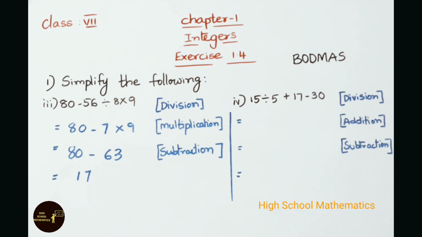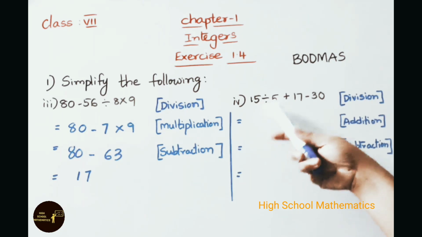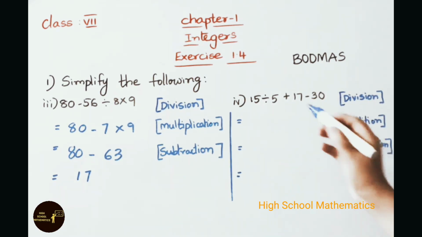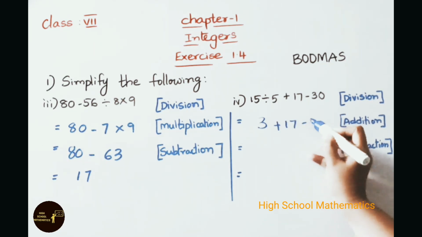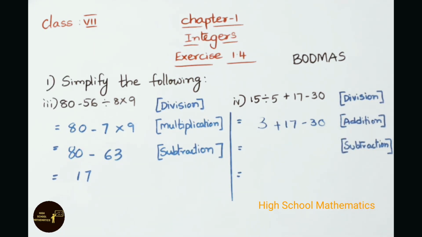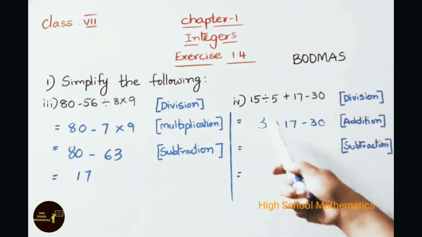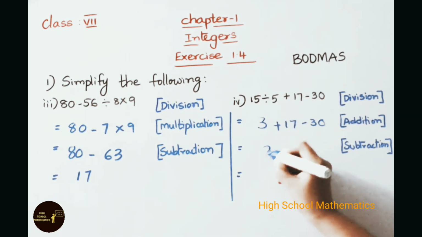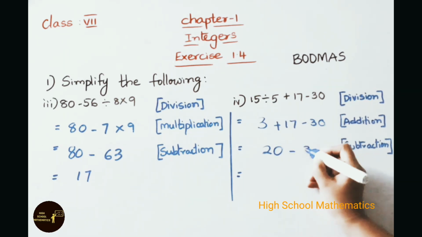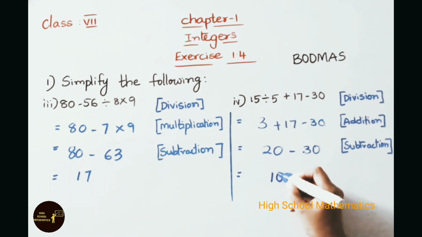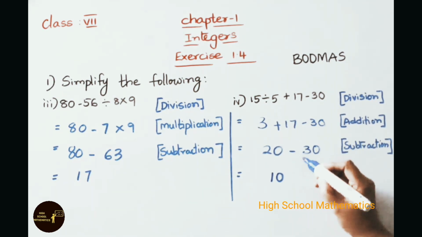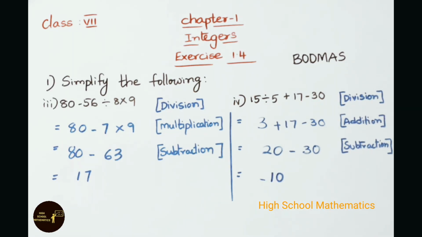See now fourth sum. Here first we have to do division according to the BODMAS rule. 5 table 15 is 3 times, plus 17 minus 30. Here addition and subtraction is there. First we have to do addition. So 3 plus 17 is 20, minus 30. Now we have to do subtraction. So 30 minus 20, that is 10. 30 is greatest, its sign is minus. So the answer is here minus 10.